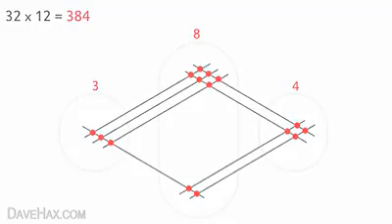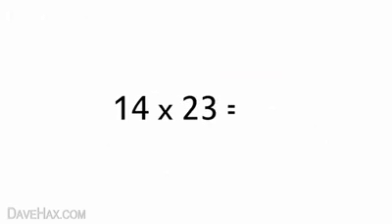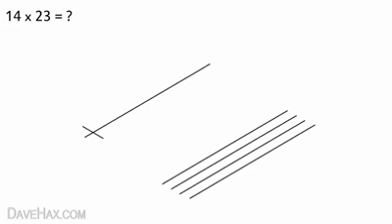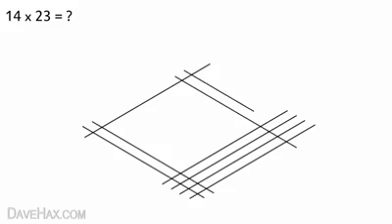I'll show you. Let's multiply 14 by 23. So draw out the pattern. 1, 1, 2, 3, 4. 2, and 1, 2, 3. Mark out our zones. And now, let's count the dots. Starting from the right, we have 1, 2, 3, 4, 5, 6, 7, 8, 9, 10, 11, 12. So we'll write 12 up here.